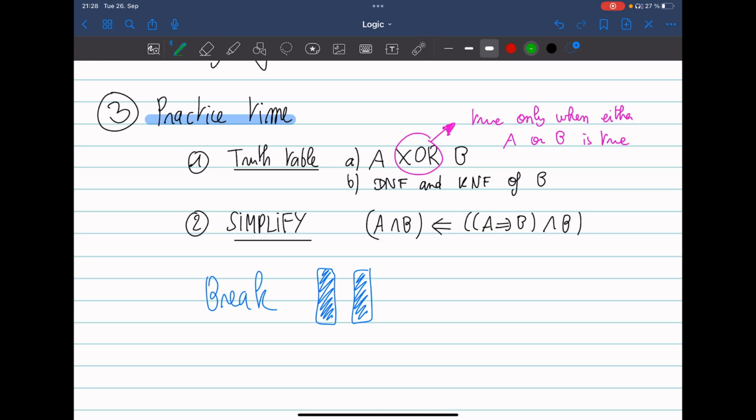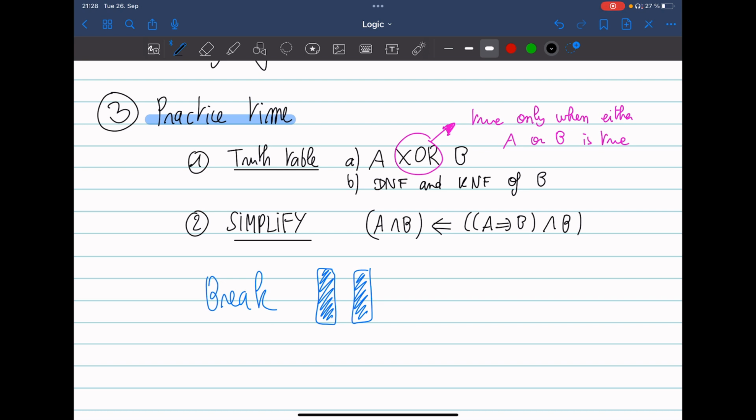Here you go, let's practice. Pause the video and do the two following exercises. By the way, in the first exercise, I ask you to do the truth table for A XOR B. And by XOR, I mean the operator that is true only when either A or B is true. See you after the break.